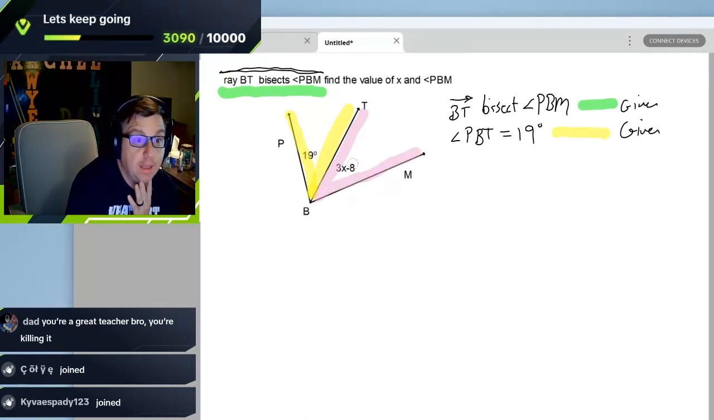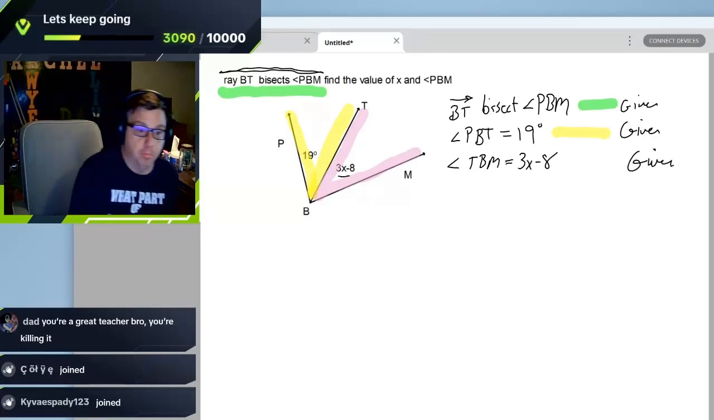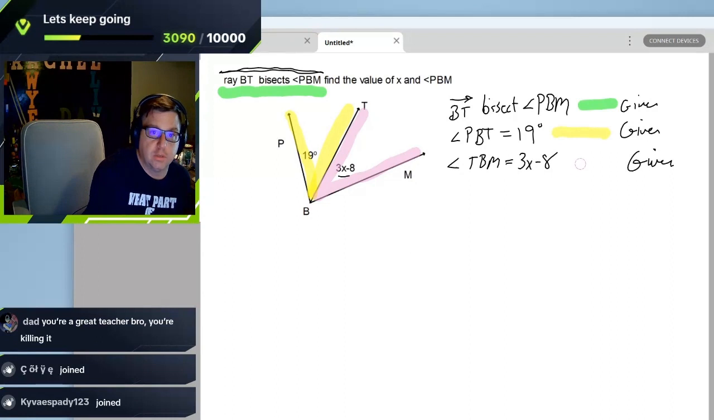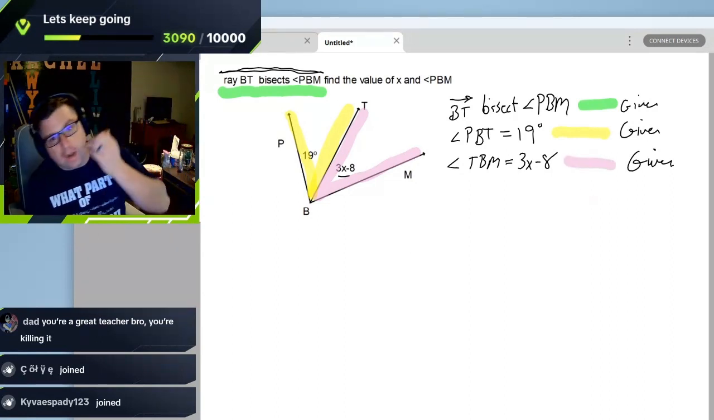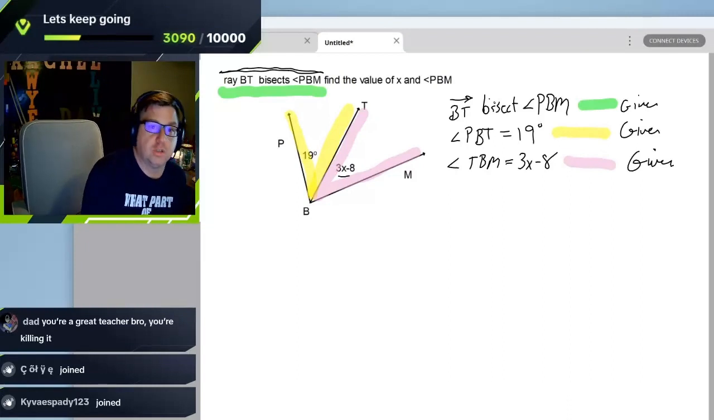And we know what TBM is. We might not know the number, but it says that it's 3x minus 8. So we're going to say angle TBM is equal to 3x minus 8. That's also given information. Why? The only reason we know is the picture tells us, so that's got to be given. All right, so we've got 3 pieces of given information. Still don't have much to do with it until we go back to the green.